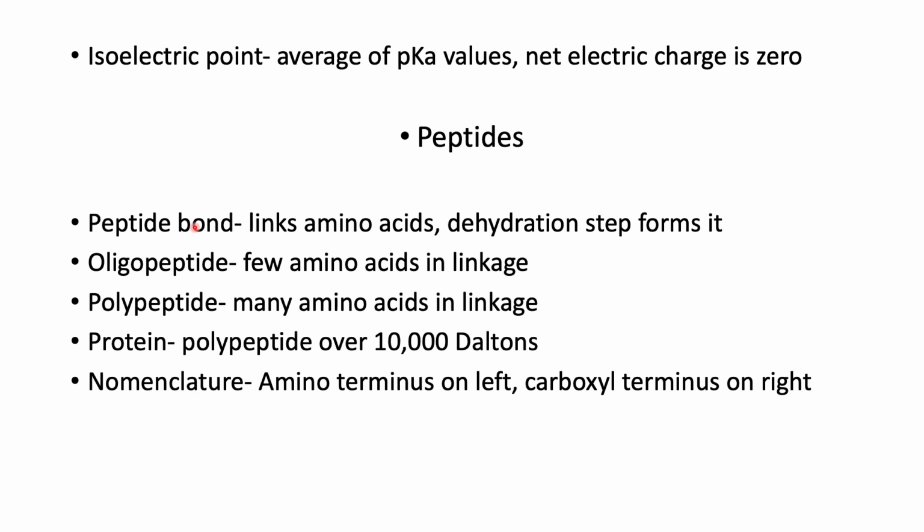So the peptide bond is where we get the linkage of amino acids, and a dehydration step forms that bond. Oligopeptides are a few amino acids in linkage. Polypeptides are several amino acids in linkage. Proteins or polypeptides are over 10,000 Daltons. Dalton, again, is 1/12 the mass of a carbon atom. The nomenclature, again, has the amino terminus on the left and the carboxyl terminus on the right. So the free amino group in the construct is on the left side, and we put the carboxyl on the right with a string of amino acids in between.